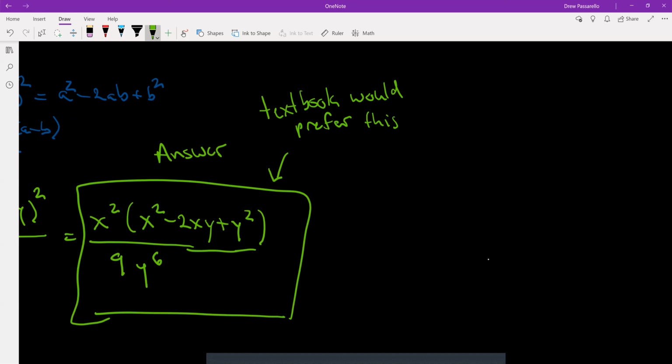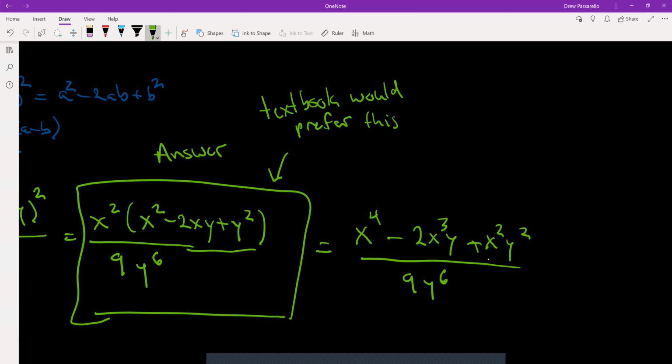Of course, on a test or a quiz or anything, I would accept it if you wrote it as x to the 4 minus 2x cubed y, and then plus x squared y squared. All right, that's the same thing. It's just I distributed the x squared now.